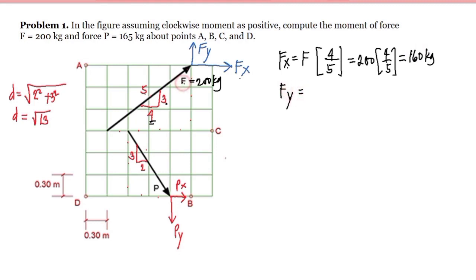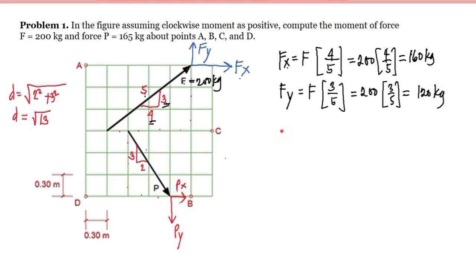Now for Fy, as you can see here, Fy is a vertical component. So we take the F multiplied by the vertical component, that's 3, over the diagonal 5. And this is equal to, since F is 200, 200 multiplied by 3 over 5, and that would give us 120 kilogram.